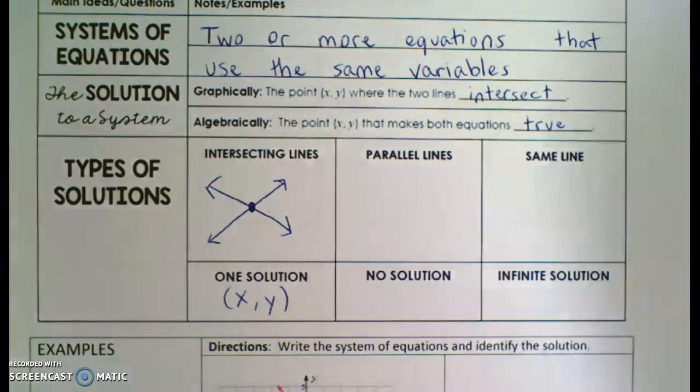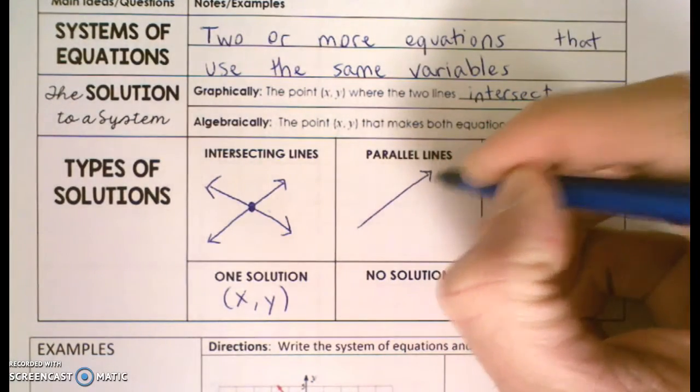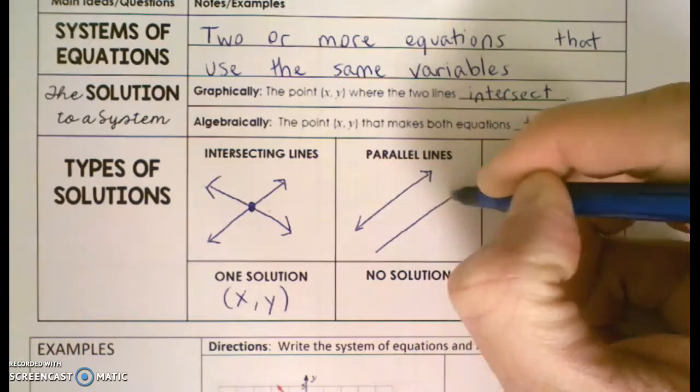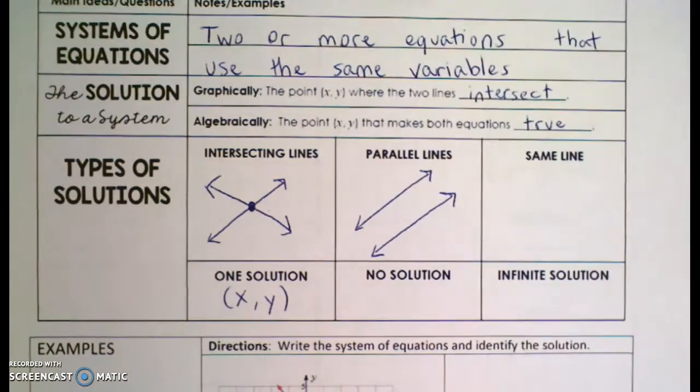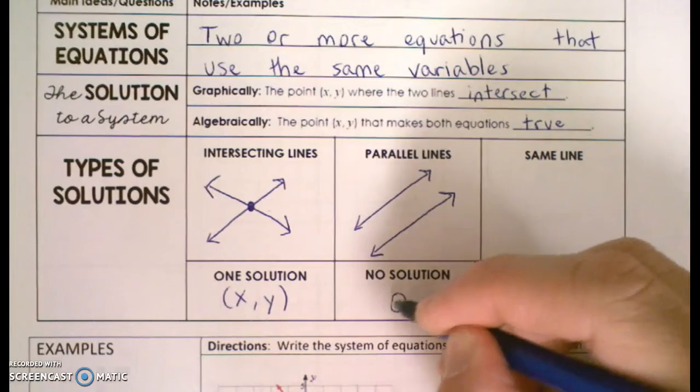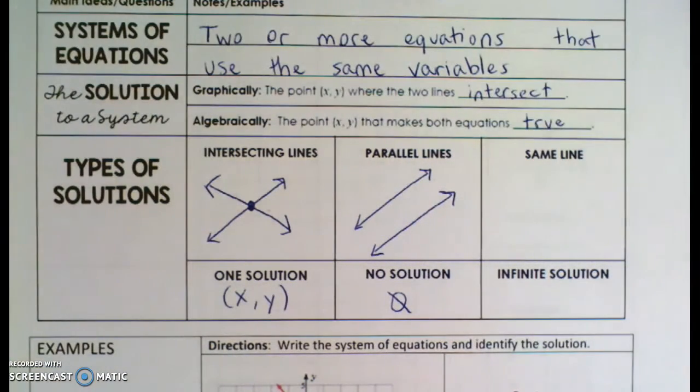Other types of lines you'll see are parallel lines, and you'll talk more about these in geometry. But parallel lines are lines that never cross. So in this case, there is no solution, so we put no solution.